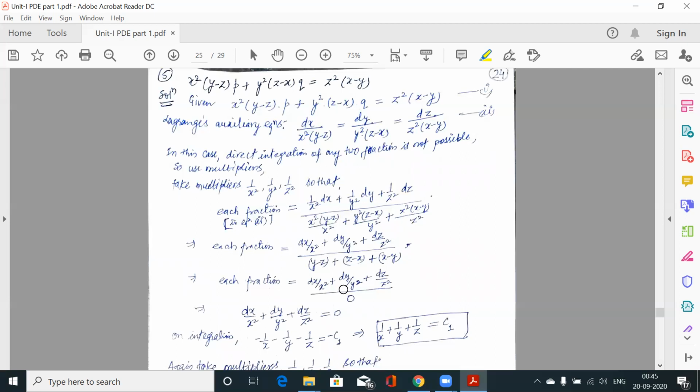Now the case which is left is the use of multipliers. How to use multipliers if we are unable to get the direct integration or substitution. So this is that case. This is the question which is already in standard form.